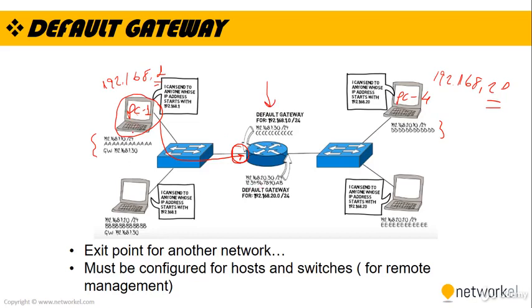But if PC1 wants to communicate with PC2, because they have the same network IDs, the packet is not forwarded to the default gateway, and it is directly forwarded to PC2.